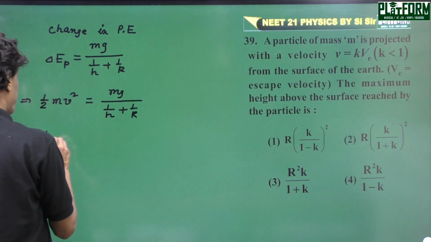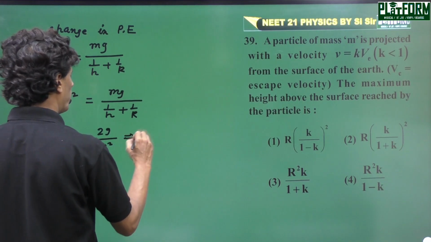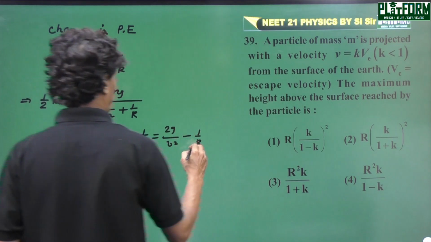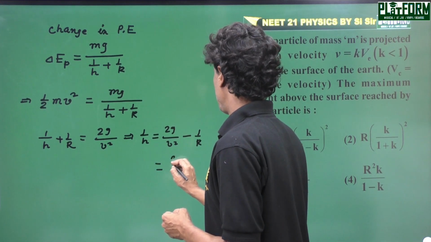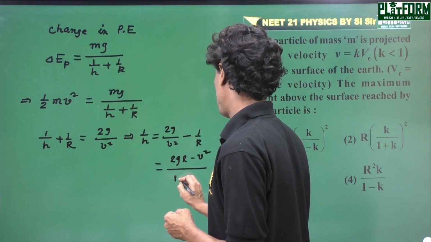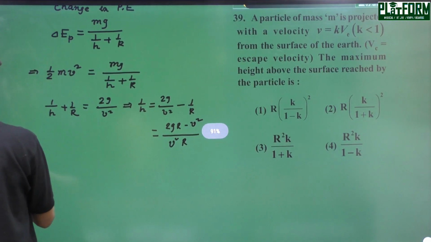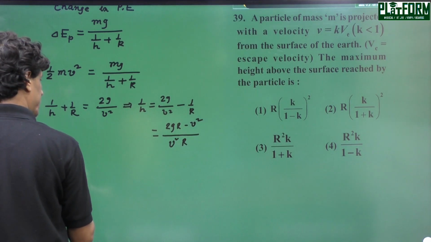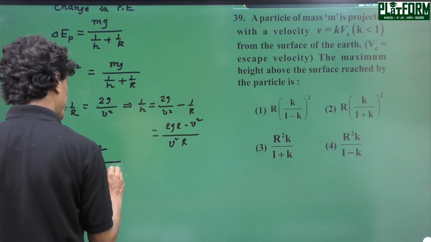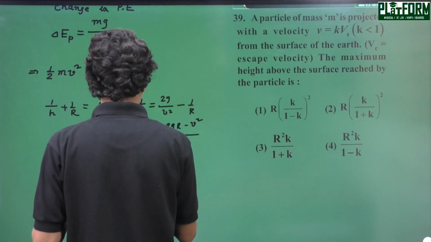So 1 by h plus 1 by r equals 2g by v square, and finally 1 by h equals 2g by v square minus 1 by r. And it is 2gr minus v square by v square r, so the height attained by this particle will be r v square by 2gr minus v square. This is the height attained by the particle above the surface, but don't put the value here.